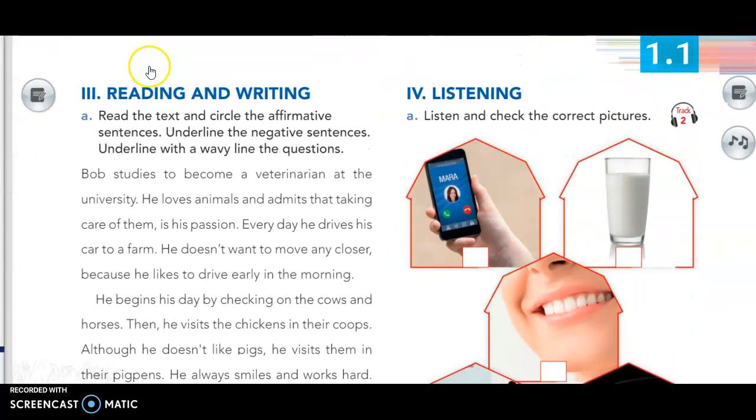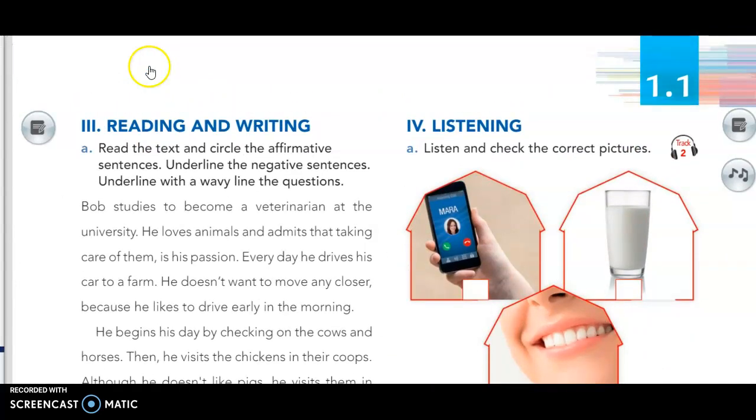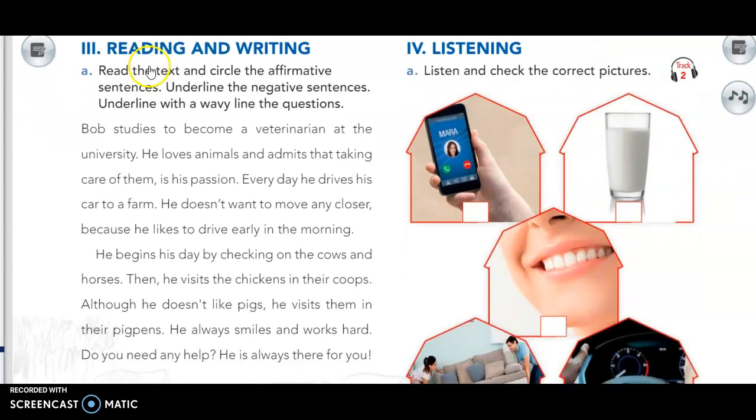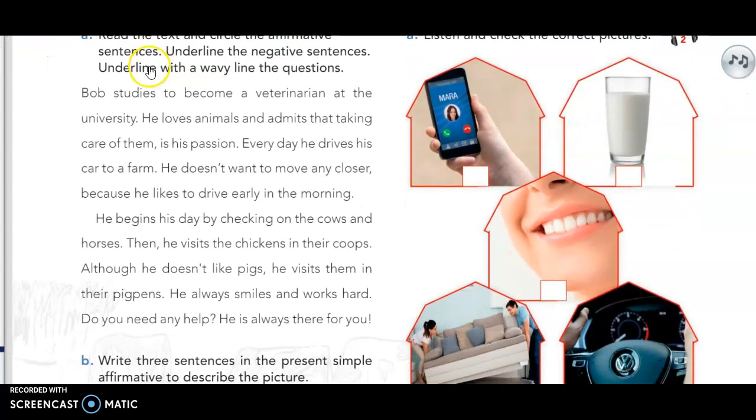Ok, vamos a movernos al ejercicio número 5. Listening. Listen and check the correct pictures. Check. Vamos a palomear las respuestas correctas. Yo te voy a decir las tres oraciones y tú vas a darle check a las que consideres que se refiere a lo que yo diga, ¿ok? I call my sister Mara every weekend.